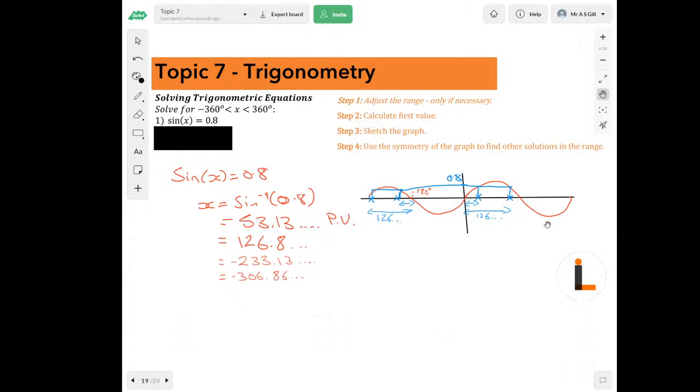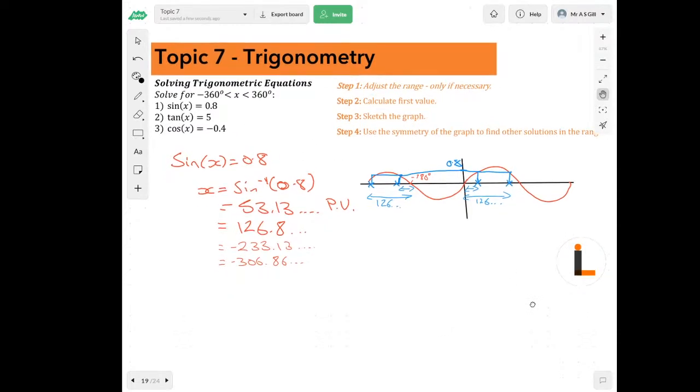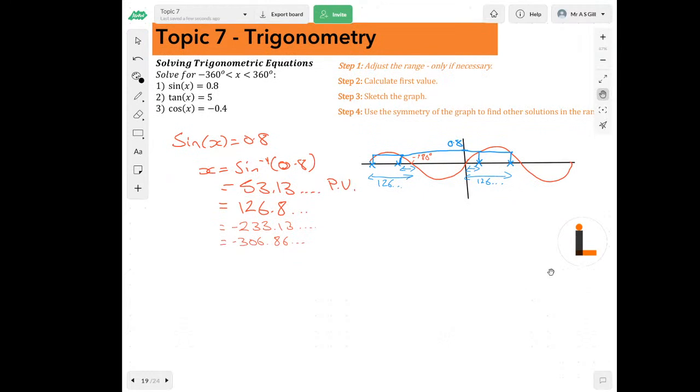Okay, so I'm just going to reveal the next two questions here. So have a go at doing these ones, so we've got a tan and a cos here. And I'll give you some time to go through and do that before I write up the answers for that.